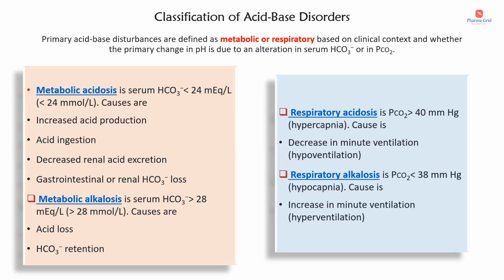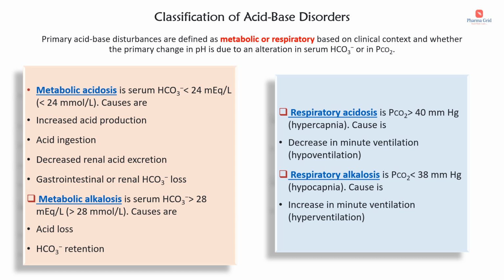So the classification of acid-base disorders. Primary acid-base disturbances are defined as metabolic or respiratory. As I have already discussed with you, metabolic means related to bicarbonate levels and respiratory means related to the partial pressure of carbon dioxide levels. So based on whether the problem is due to the carbon dioxide levels or due to the bicarbonate levels, acid-base disorders can be divided into four. That is mentioned here.